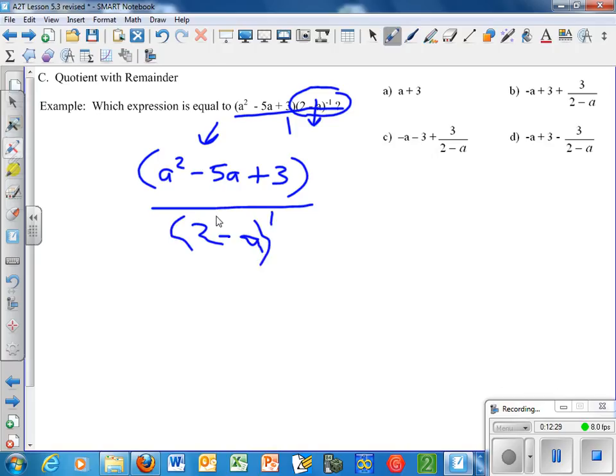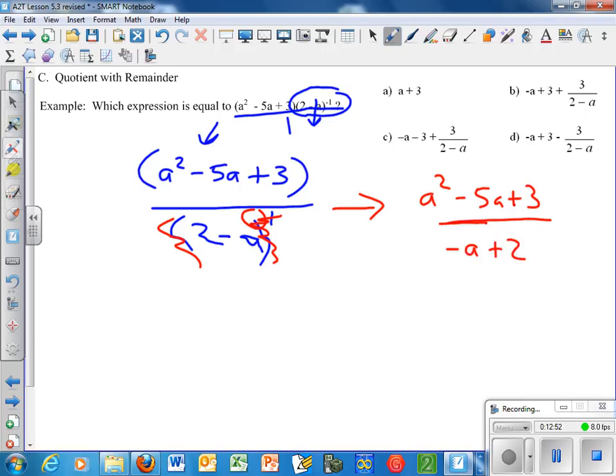Okay? And I am going to actually rewrite this. So we really have a squared minus 5a plus 3. If it's to the first power, we can really just drop off the parentheses. So I'm dividing by 2 minus a, except for we want our variable term to be first. Now notice the a is negative, so we're going to divide by negative a plus 2. Okay? Negative a plus 2.